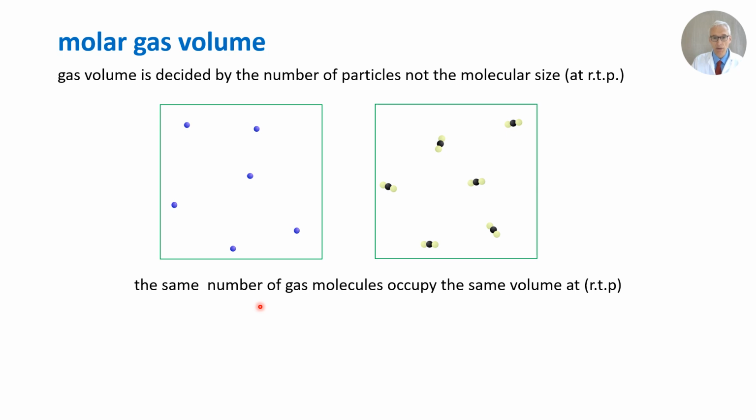The same number of gas molecules occupies the same volume. This is because the volume is principally decided by the distance apart of the gas molecules. The size of the gas molecules has no impact on the total volume.